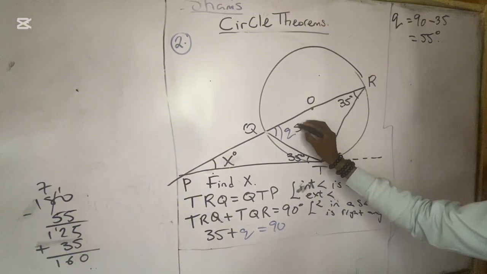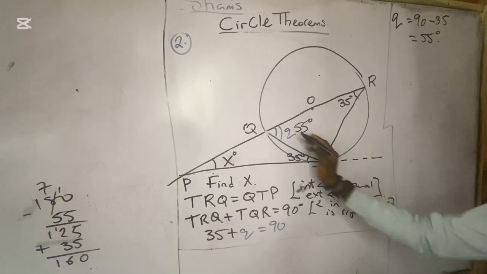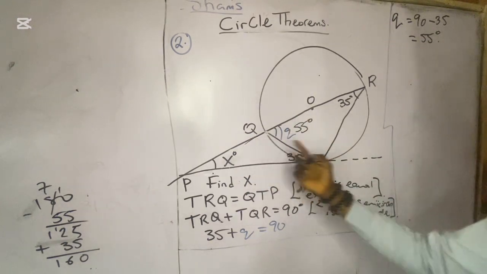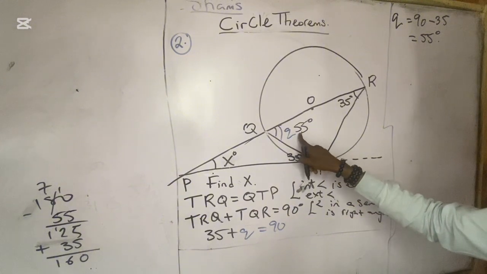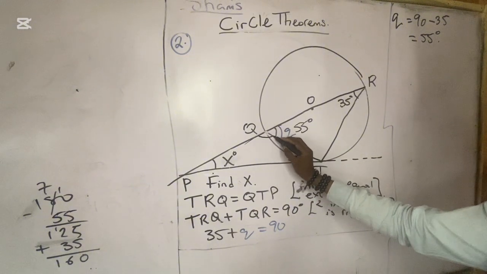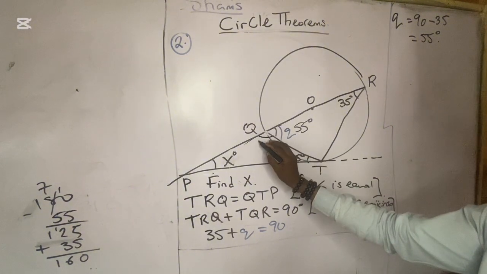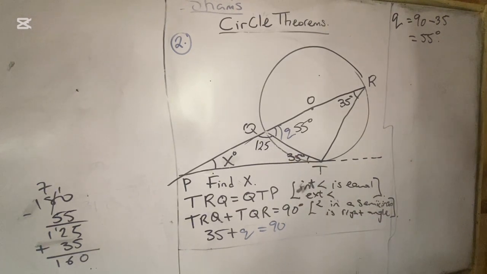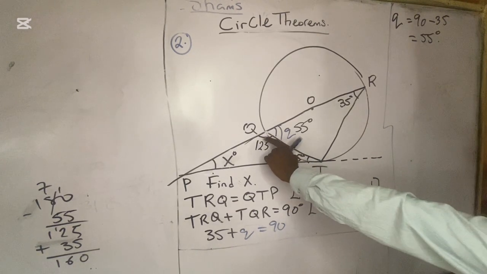So if here is 55 degrees, there's something I can see again. Angle on a straight line. So what's the angle on a straight line? We said angle on a straight line is 180. So if here is 55 degrees, that means here becomes 180 minus 55, and that's 125. Yes, 125.